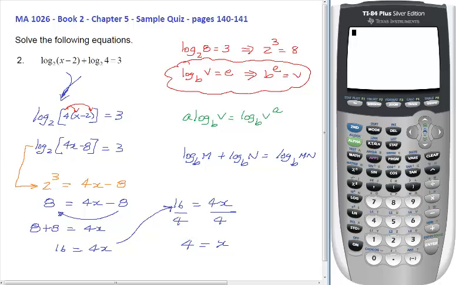So there's the solution, and this is an example of a logarithm on one side with a number on the other. Now the next video will solve the third and final one, which is another log equation.